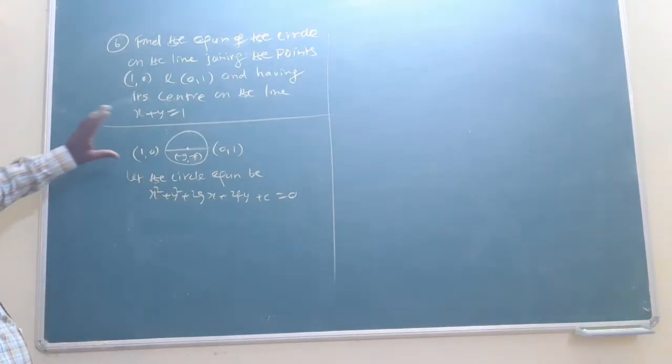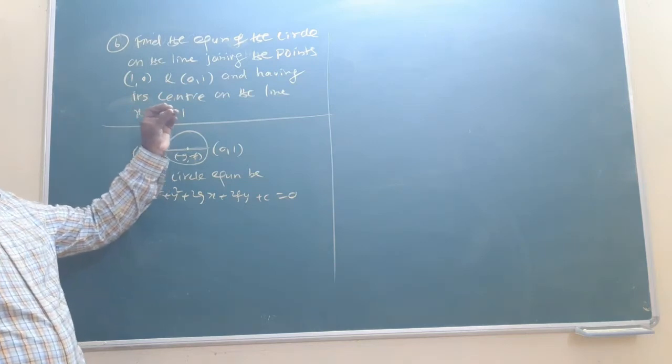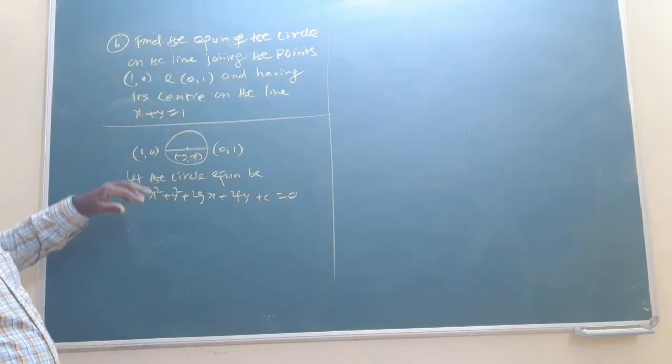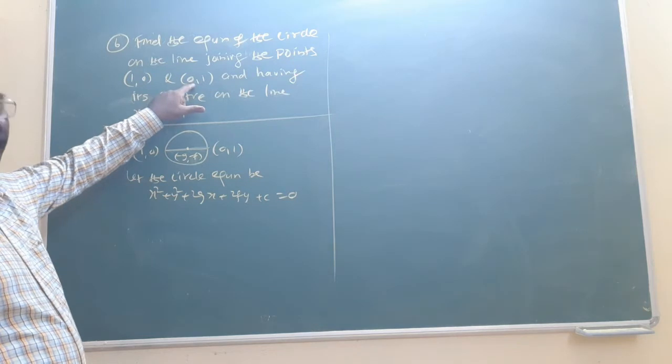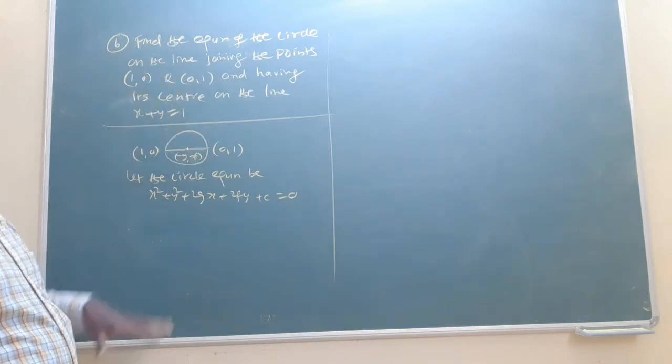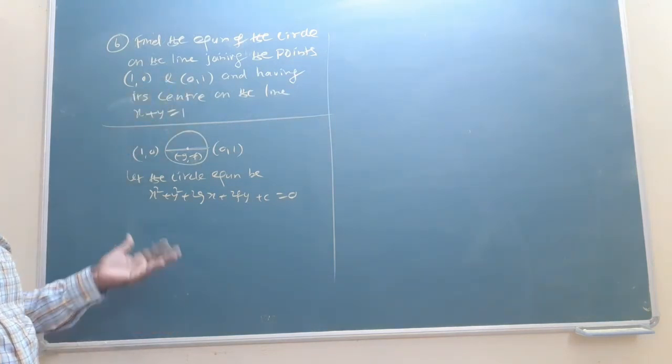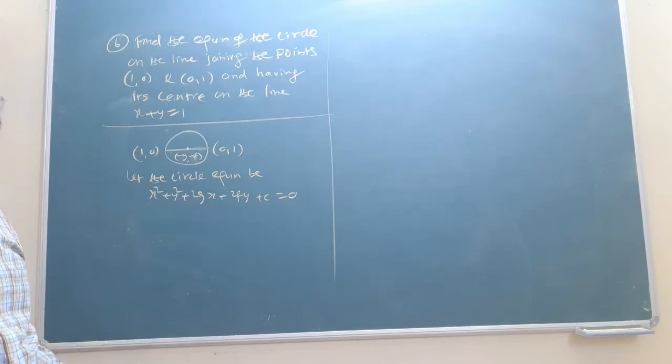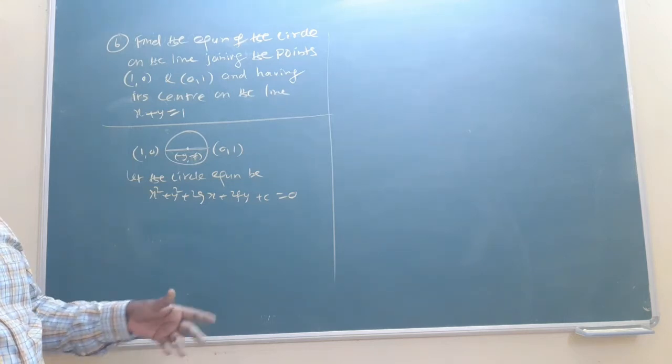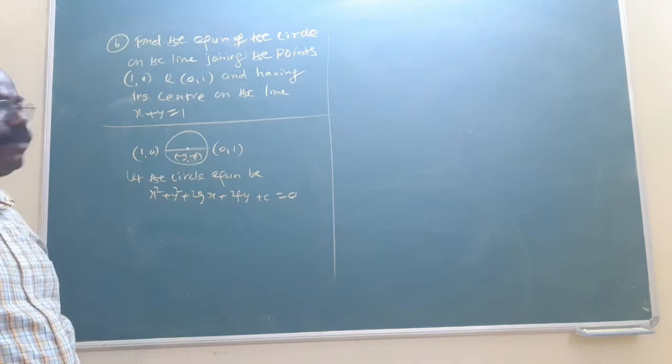One more question, where the method is slightly different. Instead of 3 points, 2 points are given and one more equation is given. Anyway, this also forms the equations, then solve the equations to find the values of g, f, c. Once again replace the values and you get the answer.